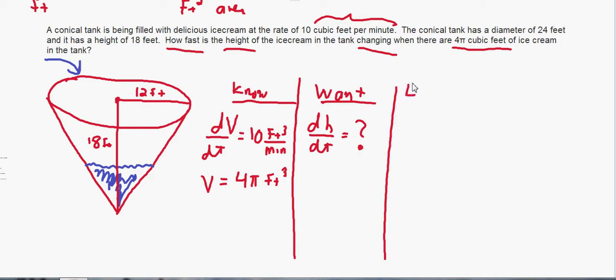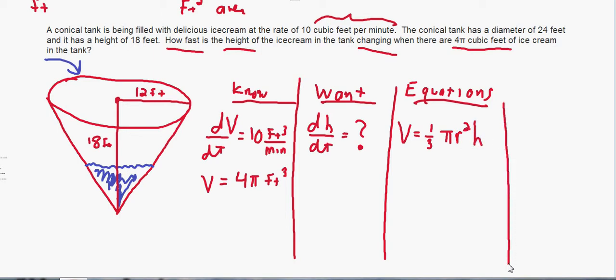We need some equations here. Well, the problem is we want height, or we want to know the rate of change of height, and we know volume and the rate of change of volume. So what we need is some equation that is going to link volume with height. So when we derive it, we're going to get dV dt and dh dt. And this is a fairly straightforward problem here. It's a cone. We're talking about the volume of a cone. So the volume of a cone is 1/3 pi r squared h.